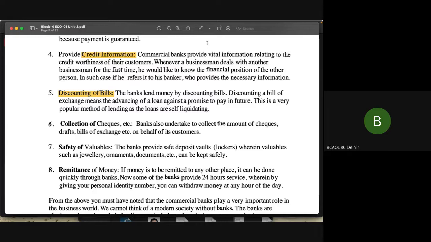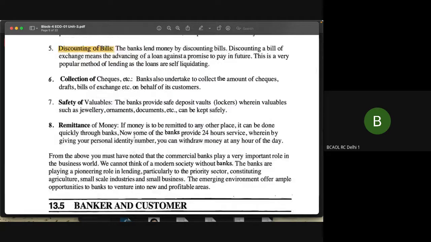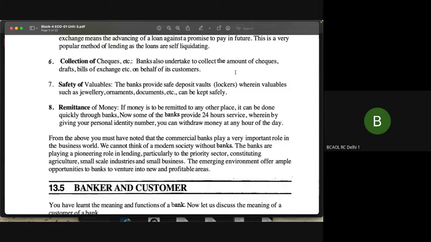Discounting of bills I've already told you. Safety: you would all know the locker system in banks. This locker system is very unique, very amazing, where you can keep whatever you want in the locker. No one is going to check these lockers. You have the key, but it has a very big downside as well: if a bank gets robbed and the locker is gone, like a complete money heist, the bank is not under obligation to pay for that locker. Collection of cheques, remittance of money, that is, sending money from one country to another.